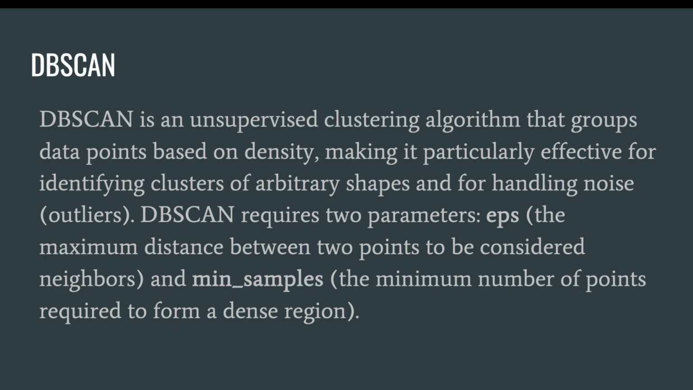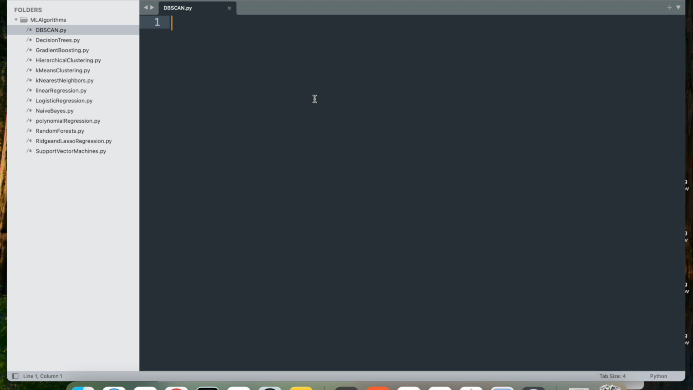So let's go ahead and implement the code for DBSCAN in Python. I have a file already open. I'm going to first start with importing the necessary libraries. From sklearn.cluster, import DBSCAN. This imports the DBSCAN class from scikit-learn's cluster module. DBSCAN is a density-based clustering algorithm that groups data points that are close to each other based on distance and density, and labels points that don't belong to any cluster as noise.